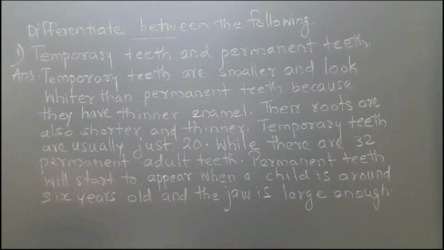Now let's differentiate between the following. Question number 1. Difference between temporary teeth and permanent teeth. Temporary teeth are smaller and look whiter than permanent teeth because they have thinner enamel. Their roots are also shorter and thinner. Temporary teeth are usually just 20, while there are 32 permanent adult teeth. Permanent teeth will start to appear when a child is around 6 years old and the jaw is large enough.